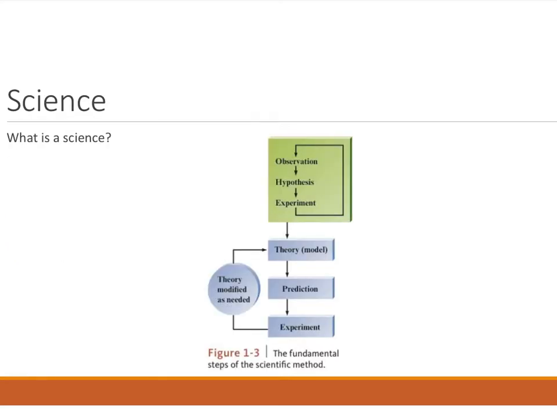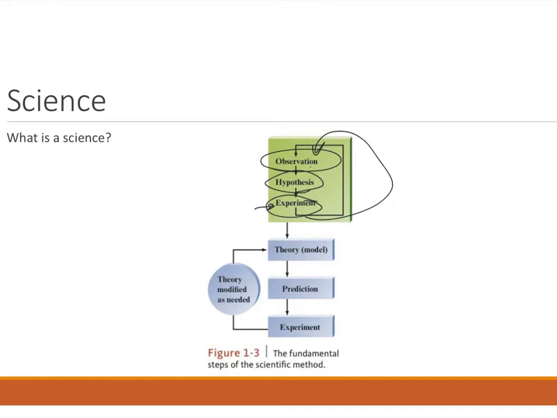So what is a science? A science is the application of scientific method to problem solving. Now the scientific method is shown in the figure, and it starts off with an observation of a problem. You have to see that a problem exists. You propose an explanation of that problem, that is the hypothesis, and then you perform an experiment. Now this is an iterative process, meaning you observe, you hypothesize, you experiment, and you start all over again.